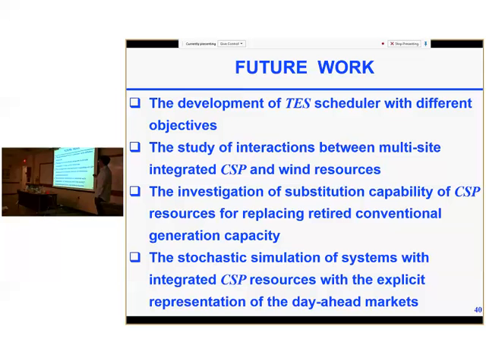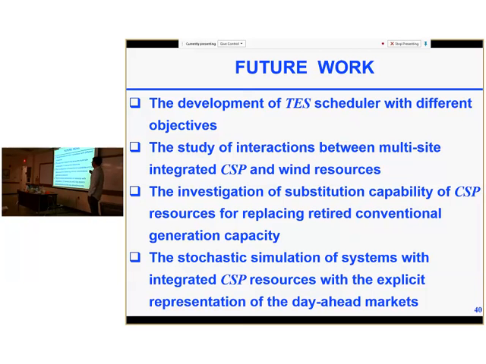In the future, actually that's what I'm doing now, I consider different objectives in the scheduler. I investigate the substitution capability of the CSP resources for replacing the retired conventional generation capacity. Like if a 100 megawatt gas station retires, what the size should be for the CSP resource, maybe 200, 400, or 500.